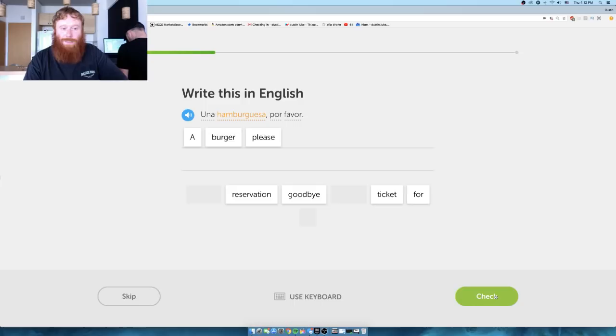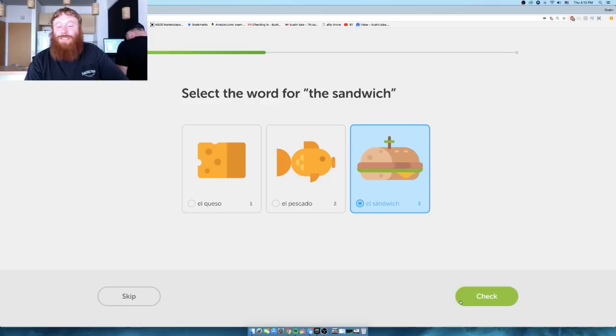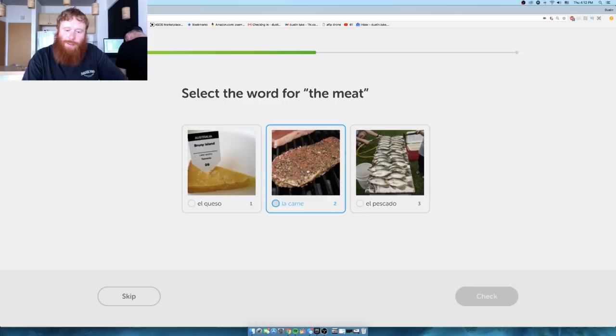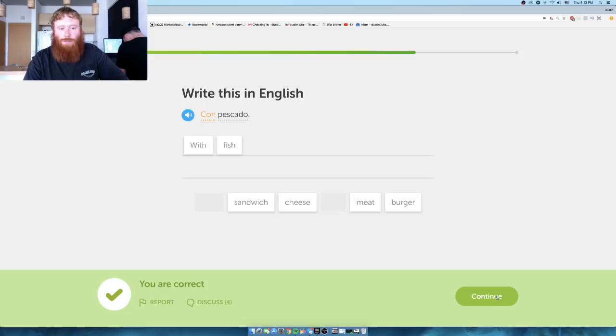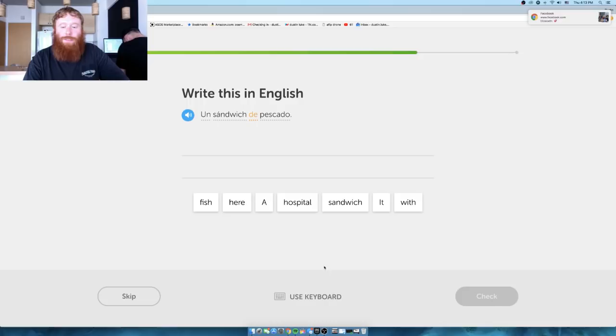Select the word for sandwich. Sandwich. The meat, la carne. The best in the world in Argentina, baby. Con pescado. With fish. Wait, so what's with fish? That's like a pescado. Oh, a sandwich. With fish. Or a fish sandwich.